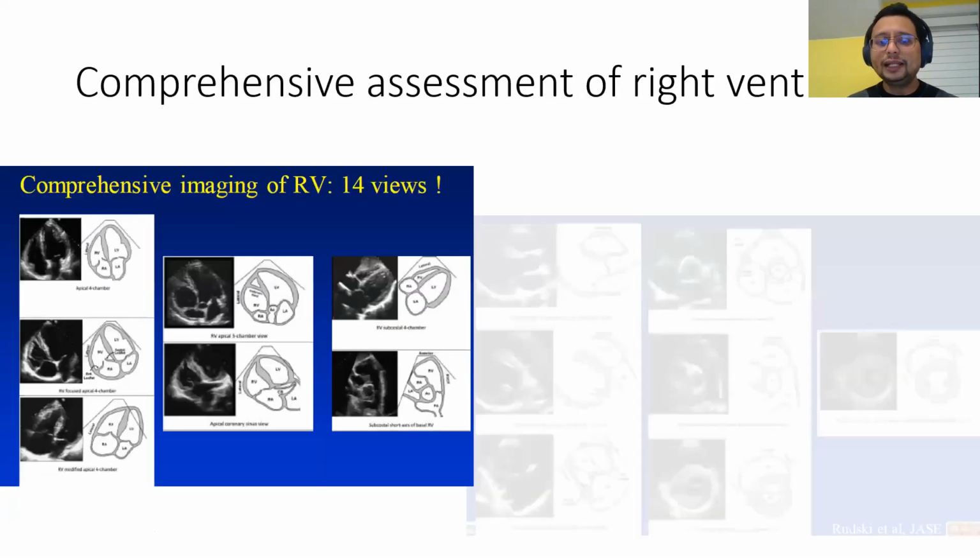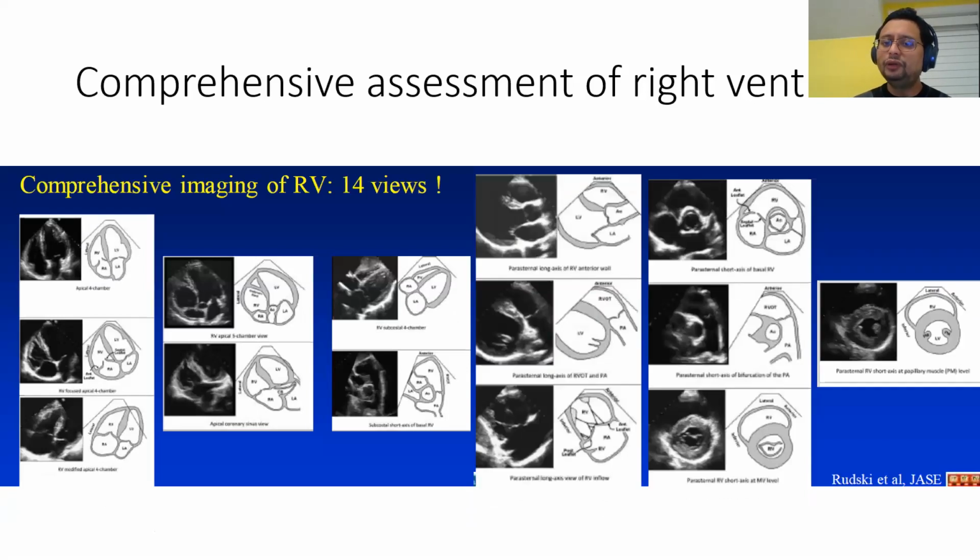In terms of comprehensive assessment of right ventricle, whenever you do echocardiogram, you have 14 views if you want to have comprehensive assessment of right ventricle. Now, this is all the comprehensive views here. Okay, why do you want to do comprehensive views? Because you want to see all the right ventricle wall. You don't want to miss any of the wall. You want to see all the leaflets. Okay, and you have to do a correct measurement.